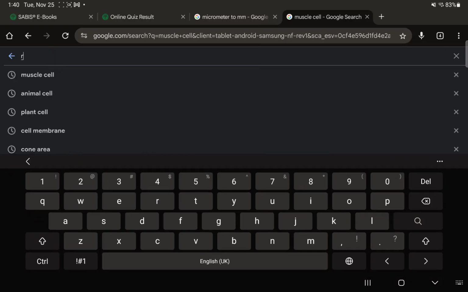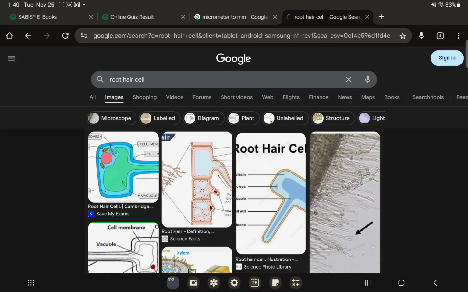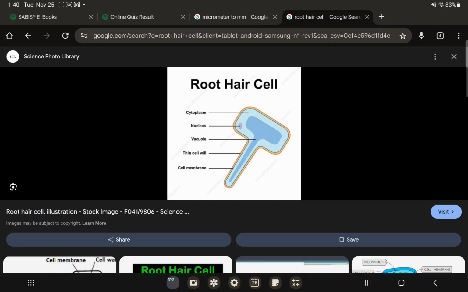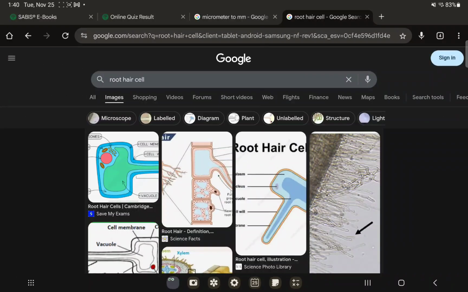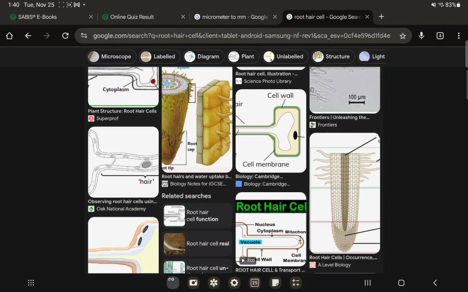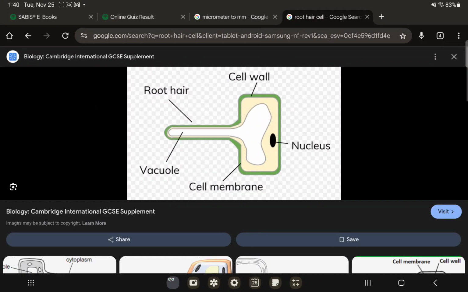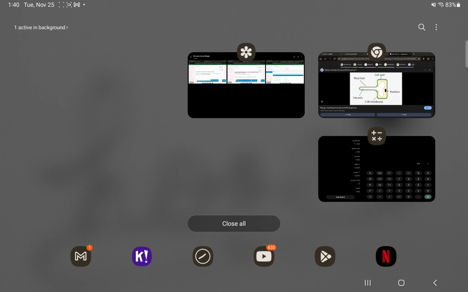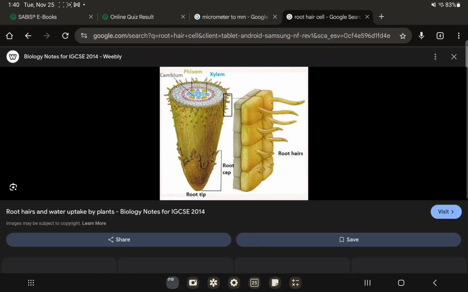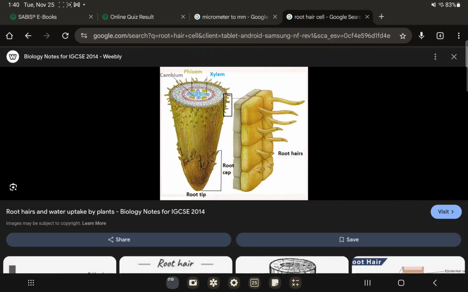Plant cells that possess tube-like outgrowths that increase surface area would be root hair cells. And basically that's what actually forms the root itself. So there. That's a root hair cell. Here, it's also a good photo.